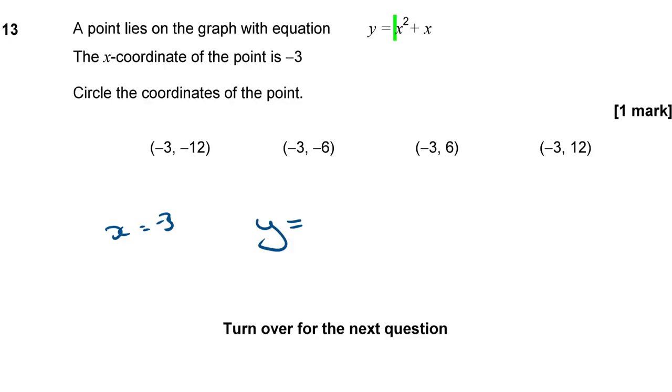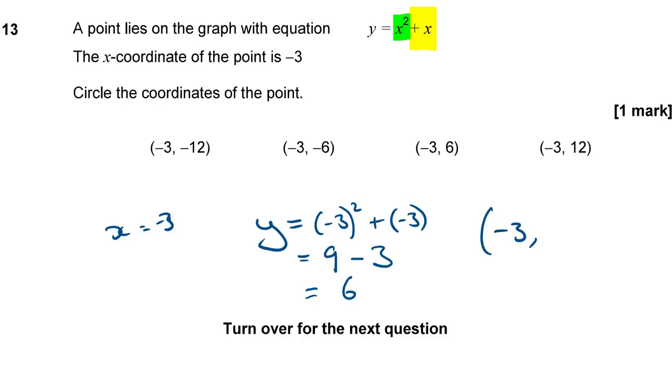then x squared becomes minus 3 squared, and then I've got plus x, which is plus negative 3, like that. So we need to work out what that is. So negative 3 squared is negative 3 times negative 3. Negative 3 times negative 3 is positive 9. Negative times negative is positive, and then we're going to add on negative 3, which is the same thing as subtracting 3. 9 subtract 3 is 6, so that means when x is minus 3, then y is going to be 6. It's that coordinate.